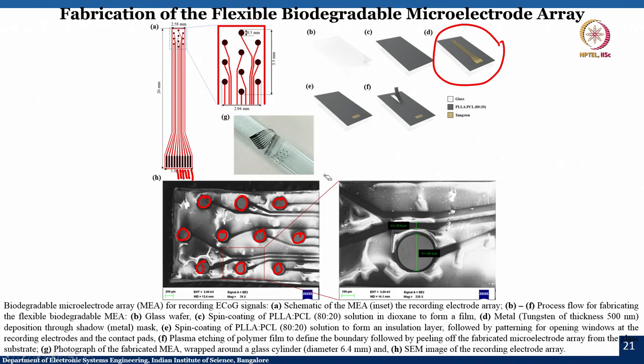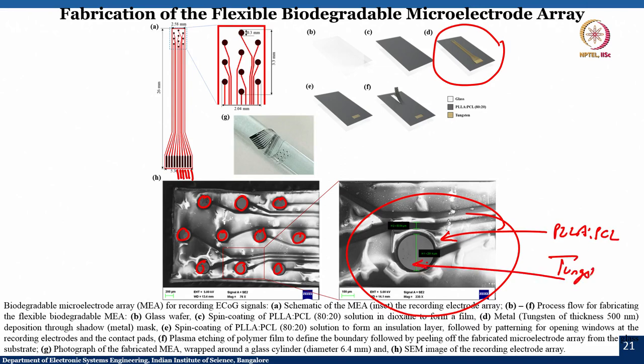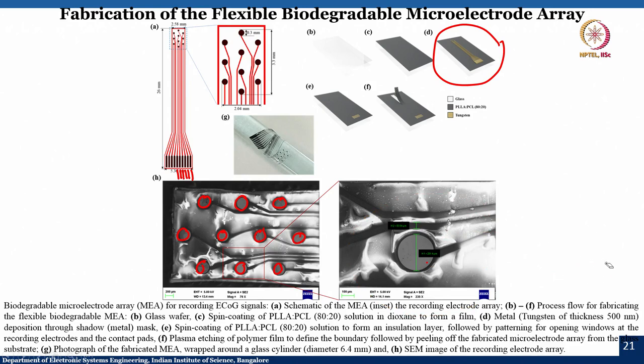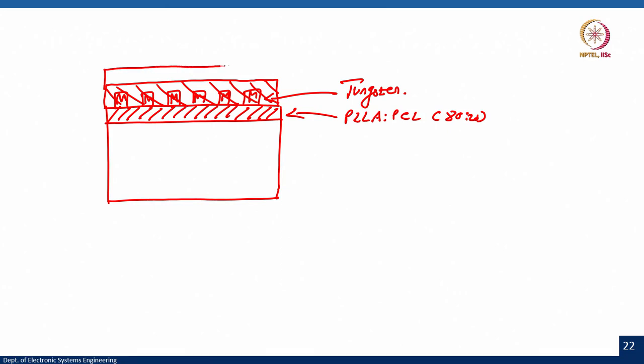How can we do that? We have to open the contact. You can see here very clearly, this one is PLLA PCL and this one is tungsten, okay. So, from D we have reached E, and now we have to open the contact pads and recording electrode pads. So, we have to perform the lithography, and for that we can spin coat the positive photoresist, perform soft bake followed by loading the mask, and this mask should open the area from the contact pad and from the recording electrodes.